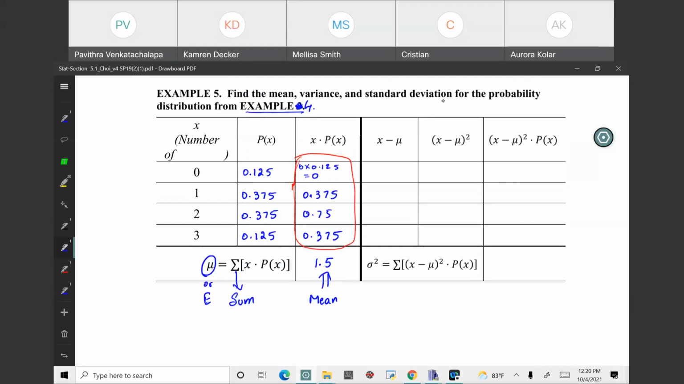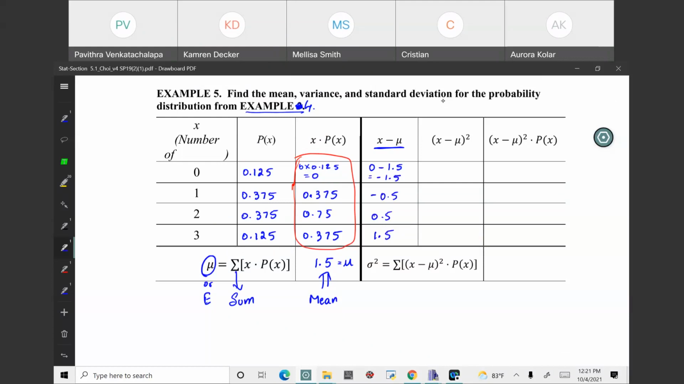Now, how do you compute this column? You have x, you have mu. What is mu? Mean, which is 1.5, right? This is mu. Now, how do you compute the next column? 0, which is x, minus 1.5, which is equal to minus 1.5. What is the next answer? And 0.5 and 1.5.